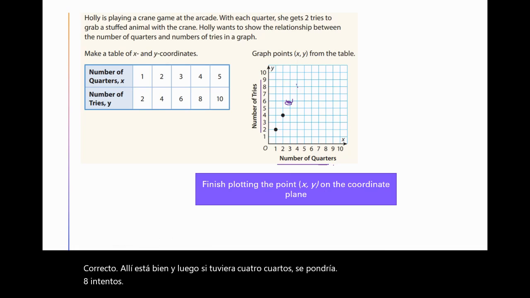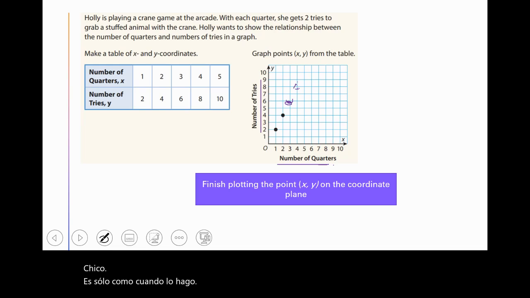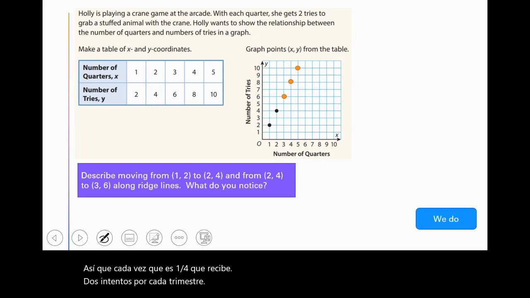There we go. All right. And finally, if she did 5 quarters, she would have 10 tries. Okay. So every time she has 1 quarter, she gets 2 tries for each quarter. I already put these points on there for you. Those are the points that we just plotted.